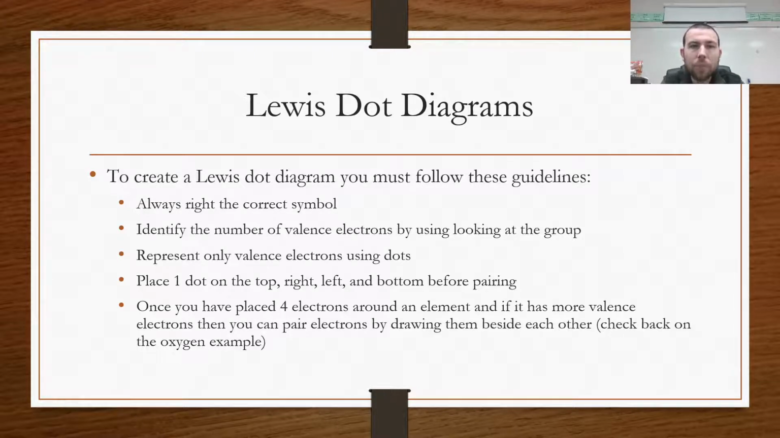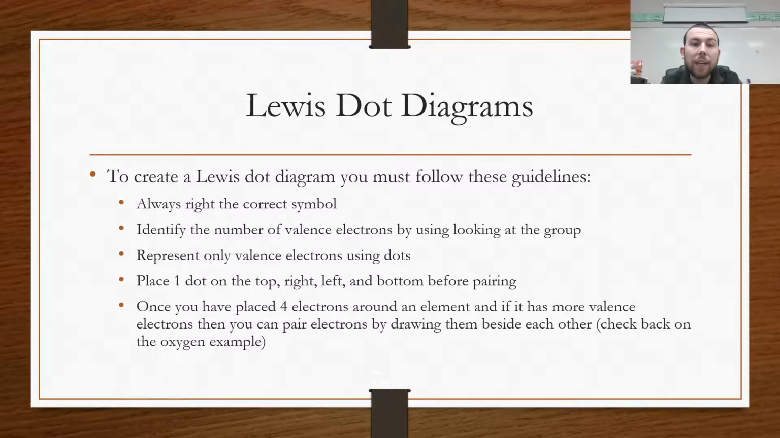Now, as it comes to order, there is no specific order, but I'm going to give you one here that I want you to follow when you're going through and doing this. If you have 4 electrons, you're going to place one dot on the top, to the right of the element symbol, to the left of the element symbol, and then on the bottom of the element symbol, right? As long as you have one dot on each side first, that's okay.